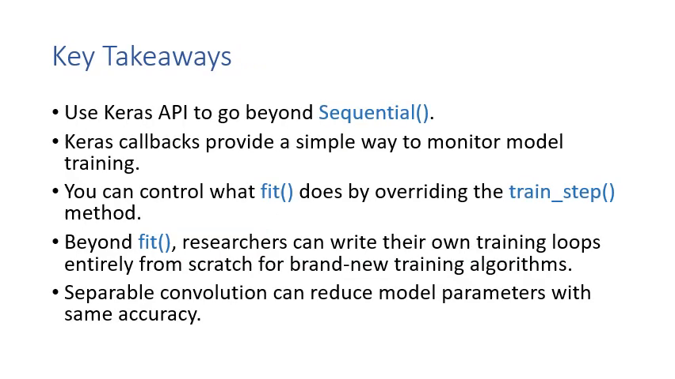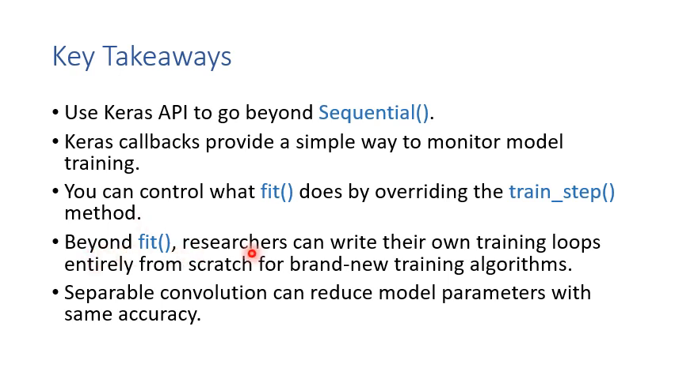Here are the key takeaways of today's class. We can use the Keras API to go beyond the sequential model and build networks with branches. The Keras callback functions provide a simple way to monitor the model training. And you can control the fit function, or the training function, by overriding the train_step method in the Keras Model class.